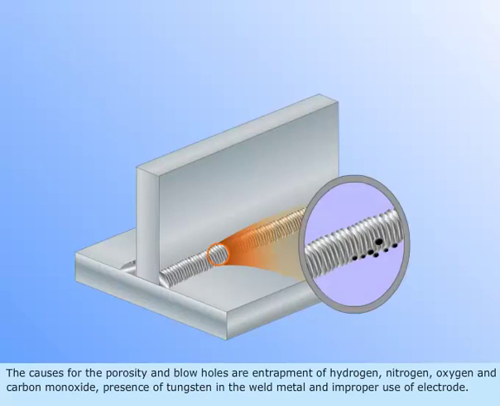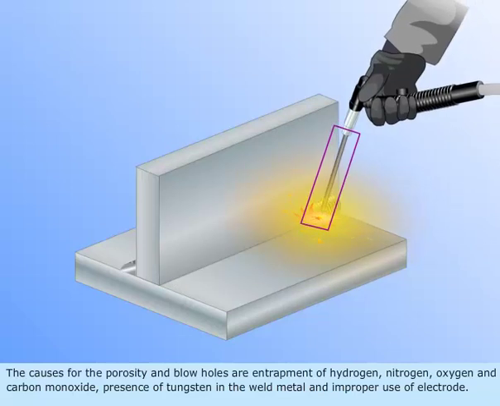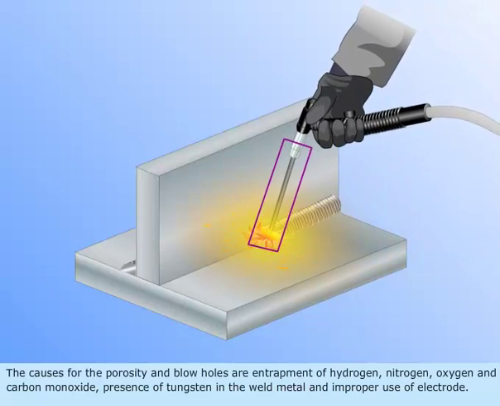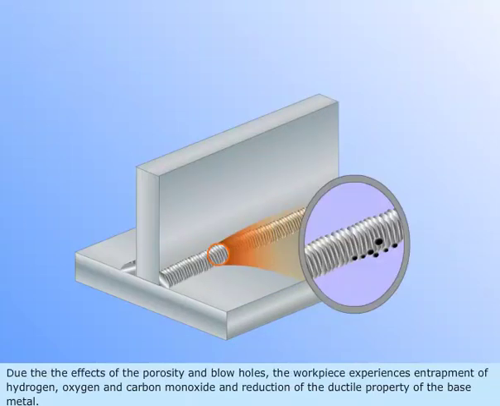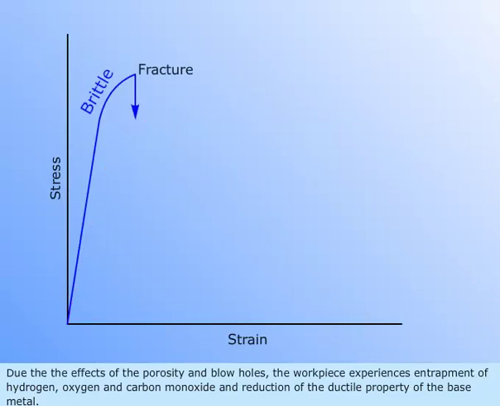The causes for the porosity and blowholes are entrapment of hydrogen, nitrogen, oxygen and carbon monoxide, presence of tungsten in the weld metal and improper use of electrode. Due to the effects of the porosity and blowholes, the workpiece experiences entrapment of hydrogen, oxygen and carbon monoxide and reduction of the ductile property of the base metal.